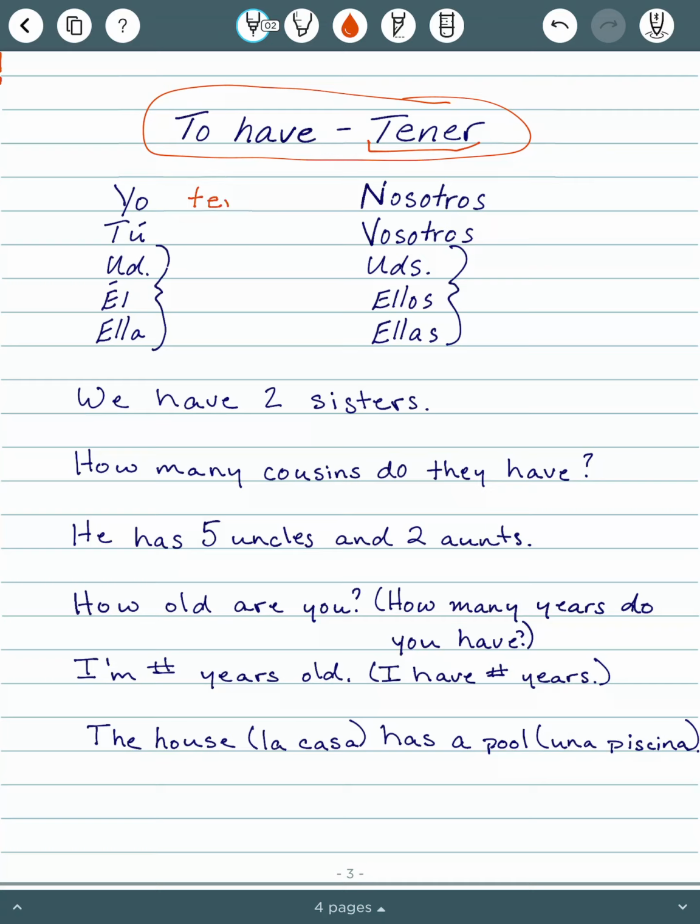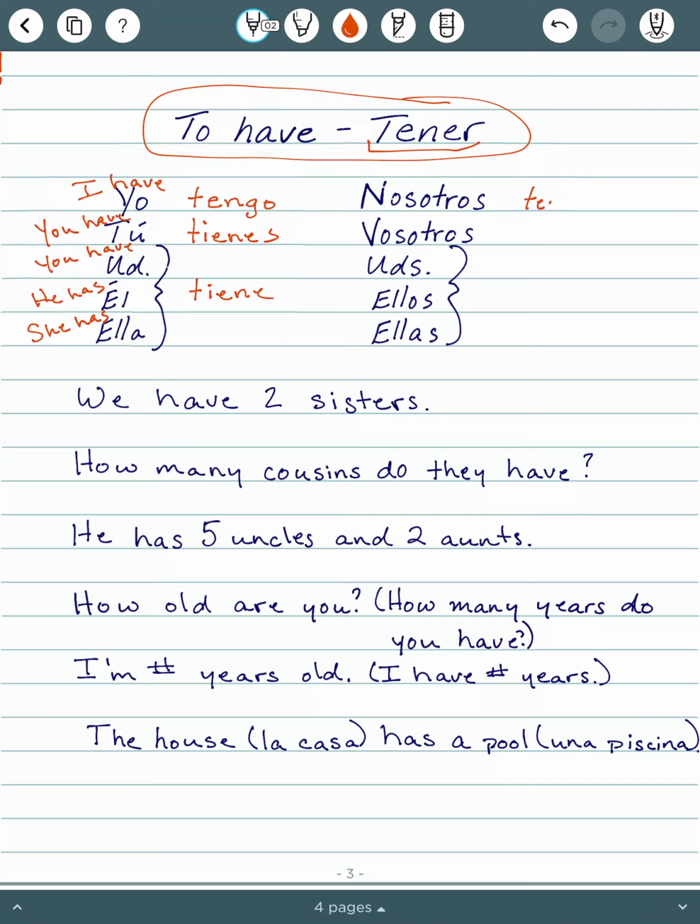Yo goes with tengo. And we know yo is I, so if I want to say I have, I'll say yo tengo. Tú goes with tienes. So tú means you, so tienes means you have. Usted, él, and ella actually all share a verb conjugation. Tiene. So usted tiene would be you have, formally. Él tiene would be he has. And ella tiene would mean she has.